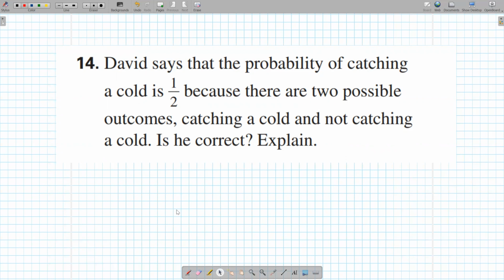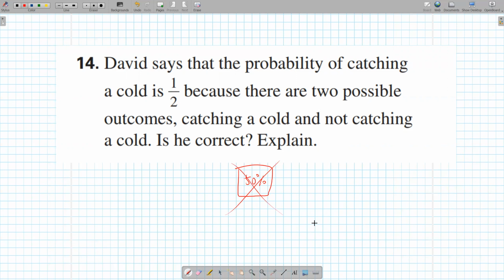I guess. So what he's saying is basically every day you get up and go out, there's a 50% chance you get a cold, yeah? But we know this is not the case, right? Are you sick half of the year? No, no one's sick half of the year. So this is not true.